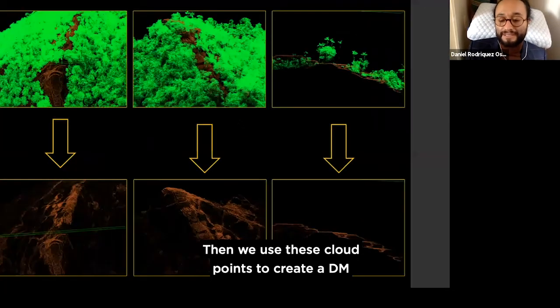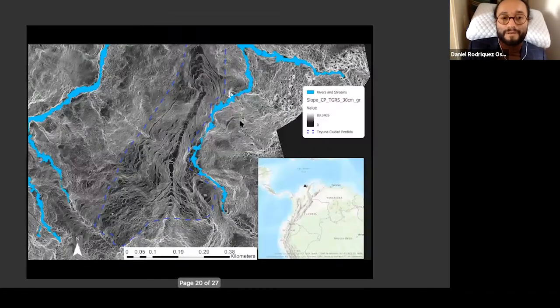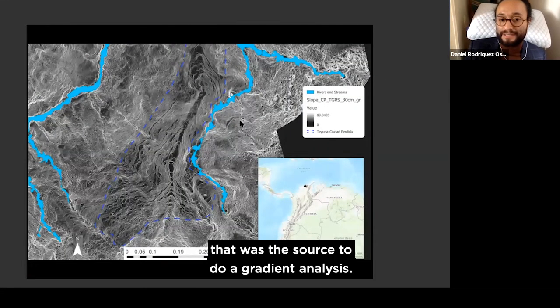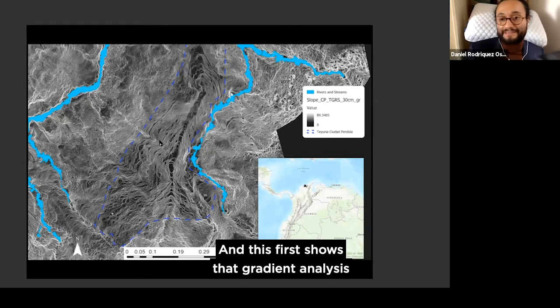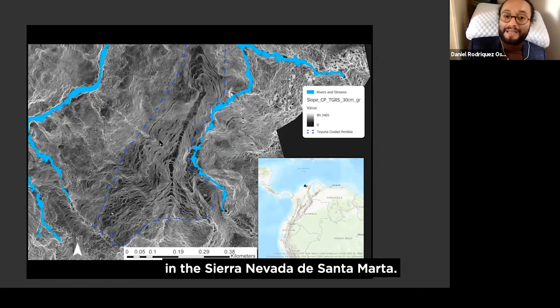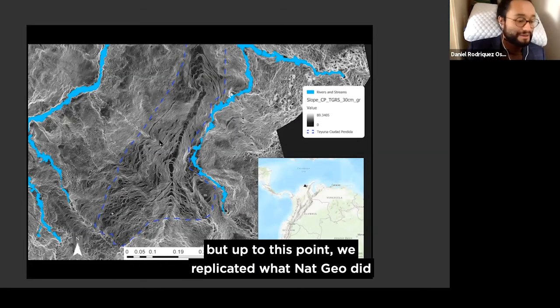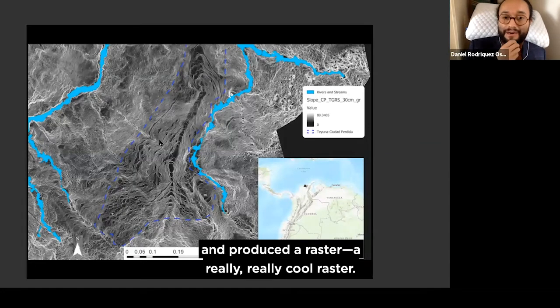Then we use these cloud points to create a DEM that was the source to do a gradient analysis. And this first shows that gradient analysis is the best way to visualize archaeological structures in the Sierra Nevada de Santa Marta. And this is so interesting, but up to this point, we replicated what Nat Geo did and produced a raster, a really, really cool raster.